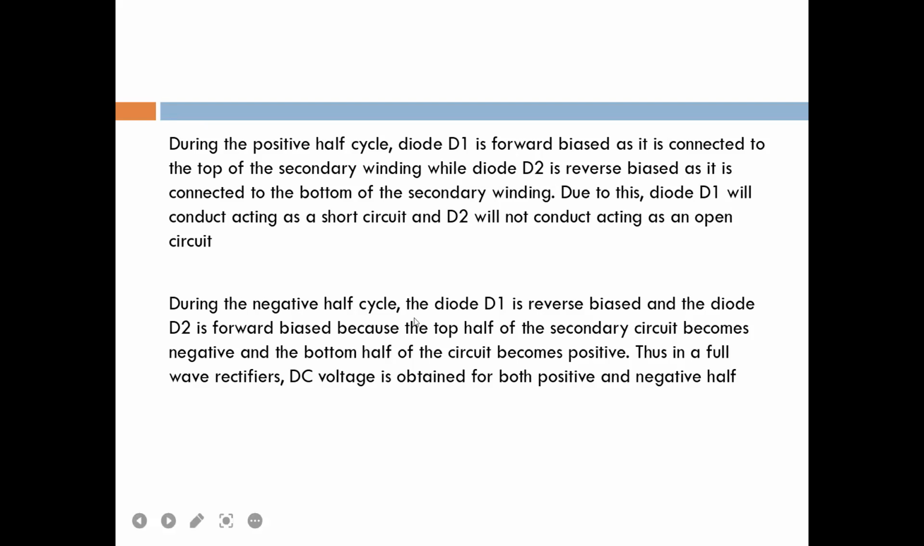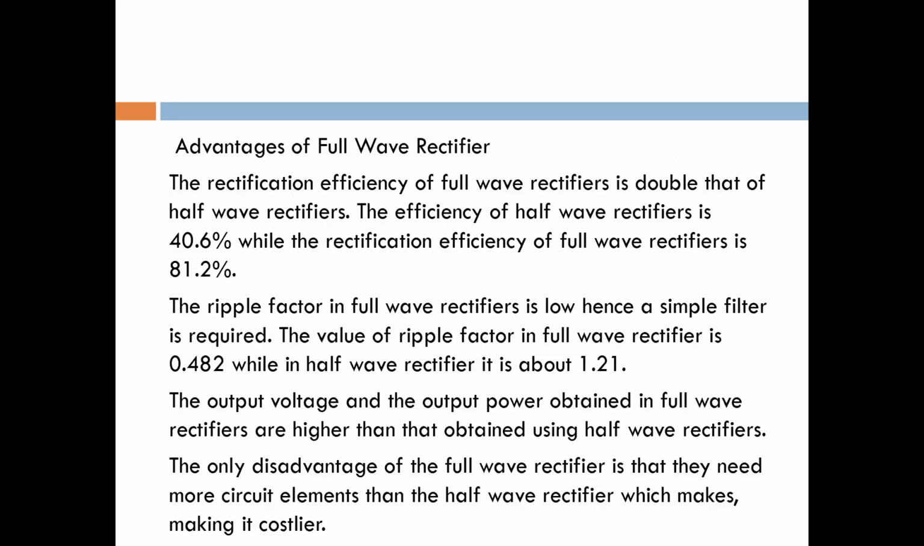During the negative half cycle, D1 is reverse biased and diode D2 is forward biased, because the top of the secondary becomes negative relative to the bottom. When D1 is forward biased, D2 is reverse biased. When D2 is forward biased, D1 is reverse biased. This is the simple principle of it.